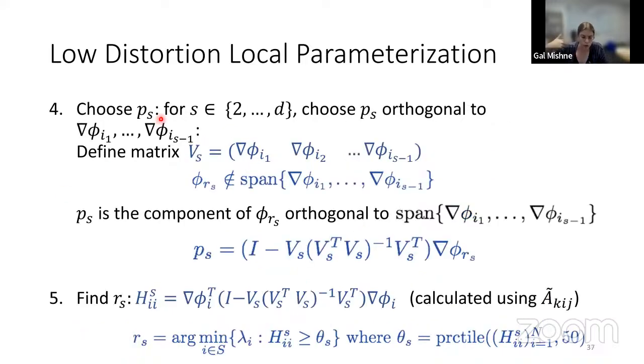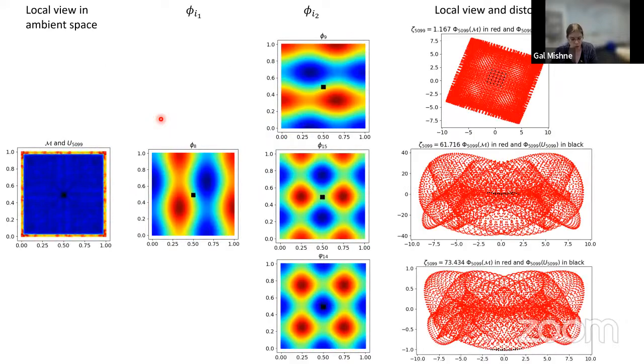Then we're iteratively going to add, depending on what dimensionality we want, more and more eigenvectors such that they're locally orthogonal at this point, using our estimation of the inner product of the gradients of the eigenvectors. And we're choosing them so that they have a low frequency, so that they're varying smoothly at this point. So let's see what this looks like.